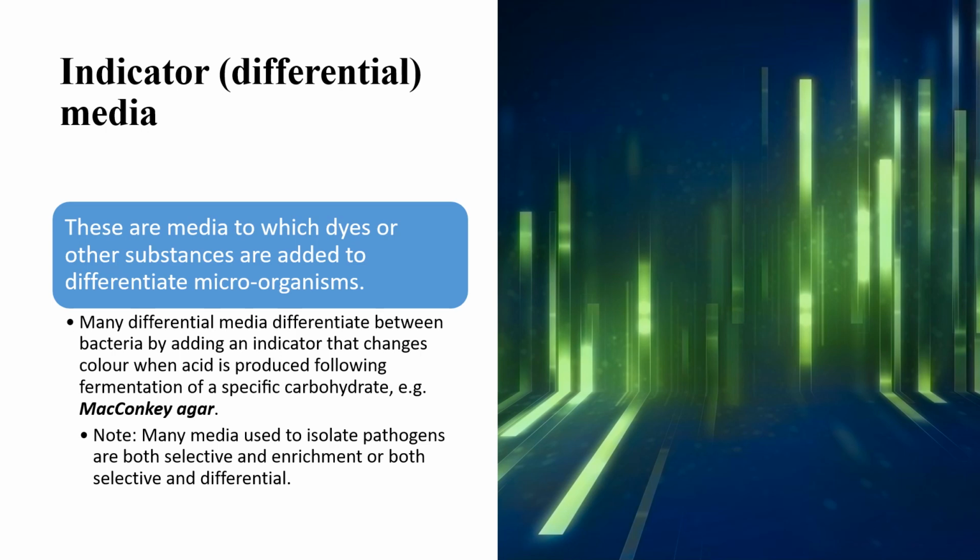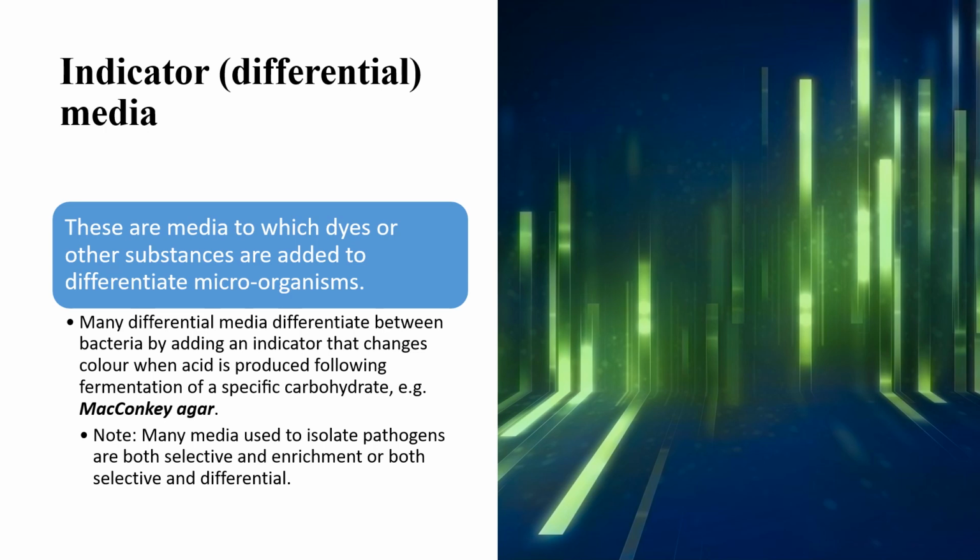One common approach in differential media is the use of indicators that change color in response to certain metabolic activities. For example, many differential media incorporate indicators that change color in the presence of acid, which is produced as a result of fermentation of specific carbohydrates by bacteria. When a bacterium ferments a particular carbohydrate, such as lactose or glucose, it produces acids as a byproduct. The indicator in the medium will change color if acid is produced, enabling the differentiation of bacteria based on their ability to ferment specific carbohydrates.